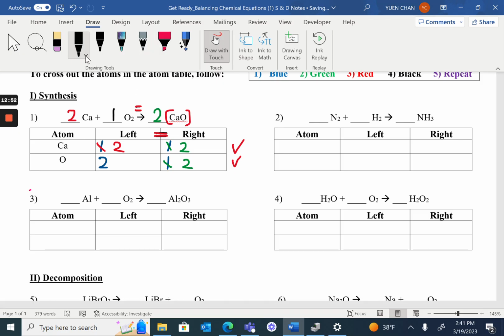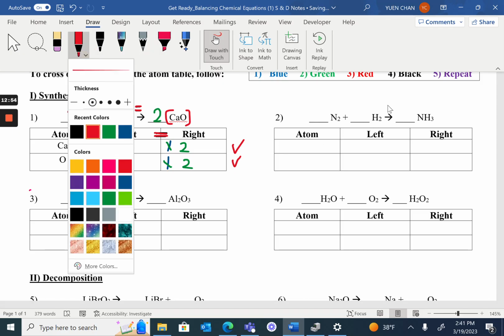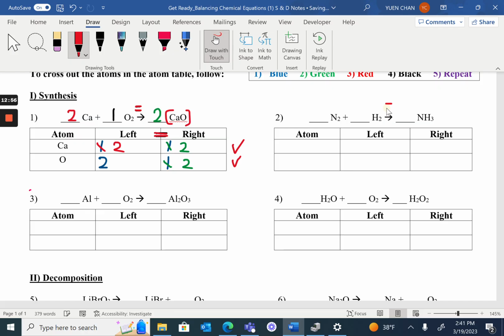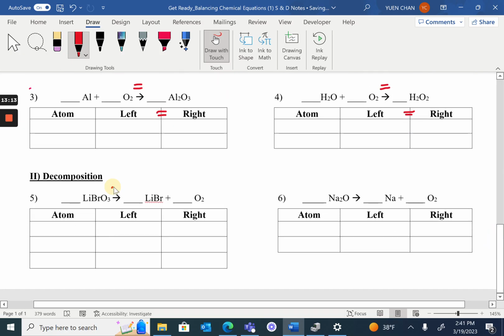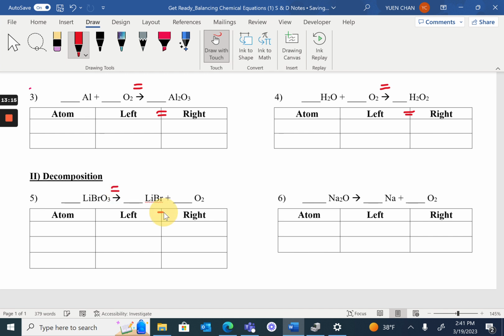So number 2, I'm going to actually put all the equal signs. I'm going to do that for everything. So put the equal sign with the blue pen. So you want to go ahead and do it. So put the equal sign on the arrow, between left and right.